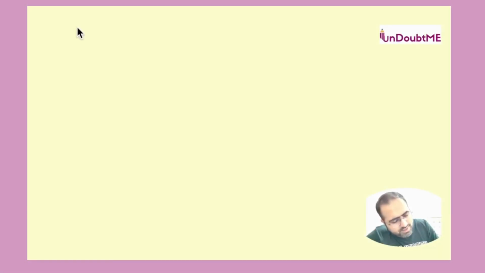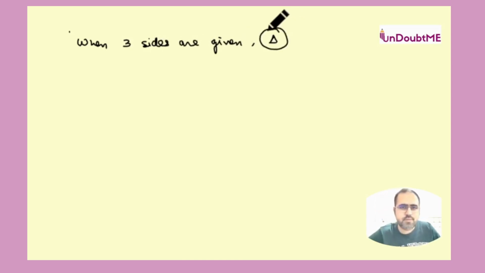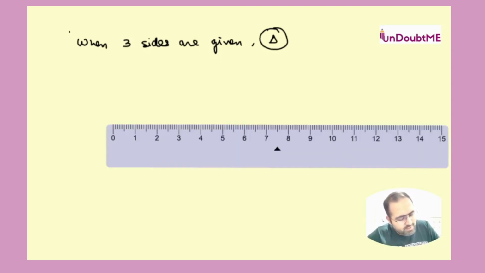So the first case is when three sides are given and we need to draw a triangle. Okay, so how do we draw a triangle when three sides are given? So I will tentatively show you that let's say this is a ruler.